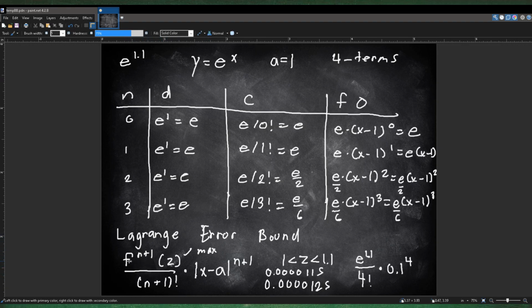Take the max number divided by the degree plus 1 factorial, multiplied by the difference between the two numbers, which is 1.1 and 1. In this case, and not for all cases, it's just in this case, raise that to the power of the degree plus 1. And that's just Lagrange's error bound. And that basically covers everything for Taylor and Maclaurin series.